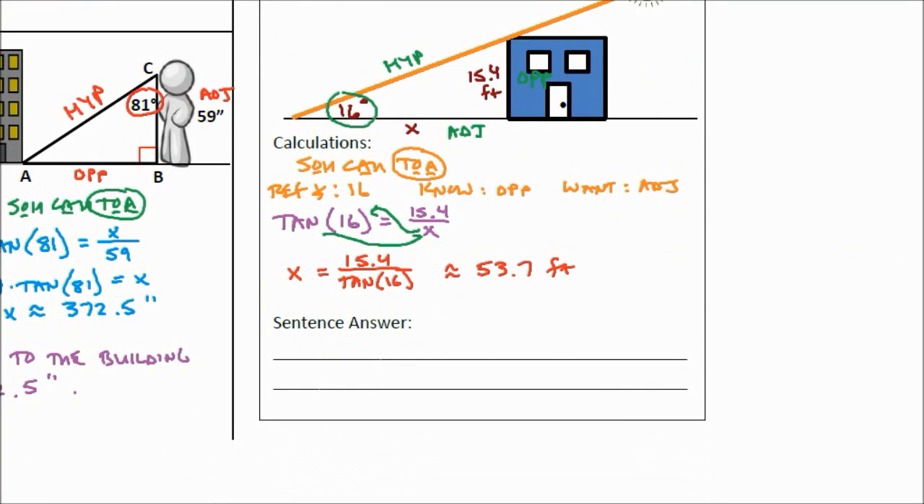And I would expect again that you write your sentence right here. Your sentence answer goes right there. Something like, "The length of the shadow is 53.7 feet" would be an acceptable sentence.